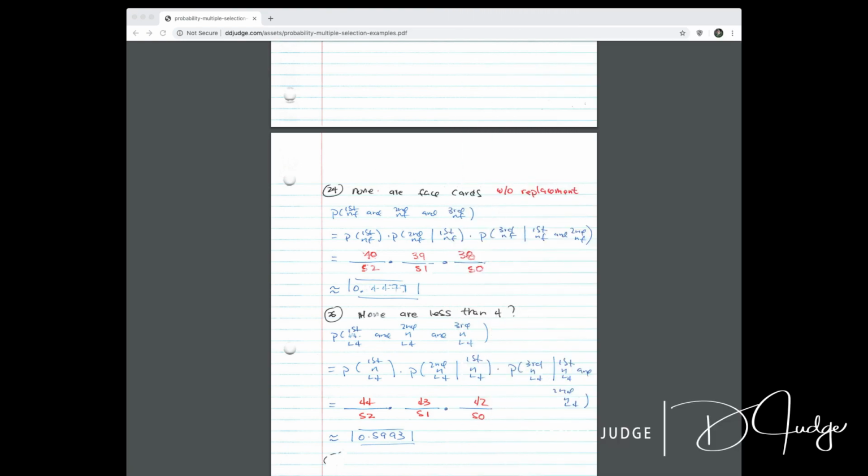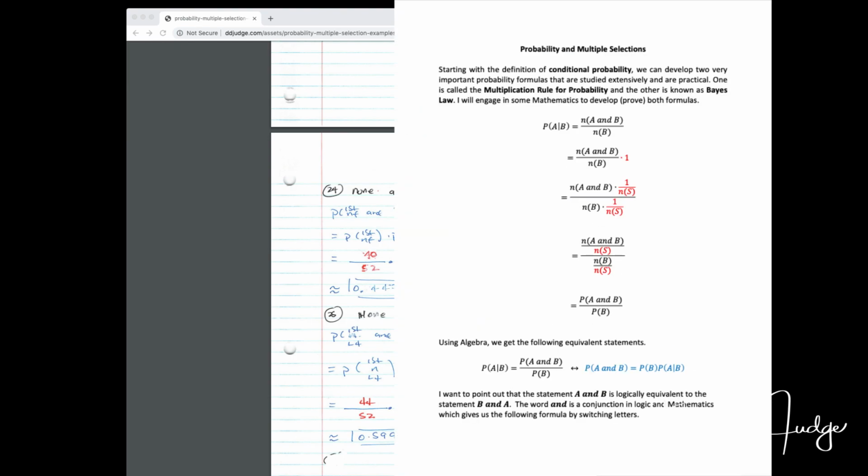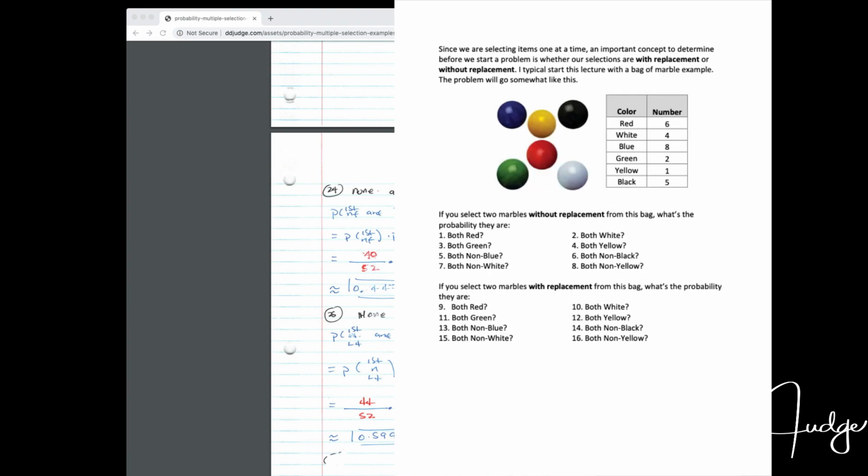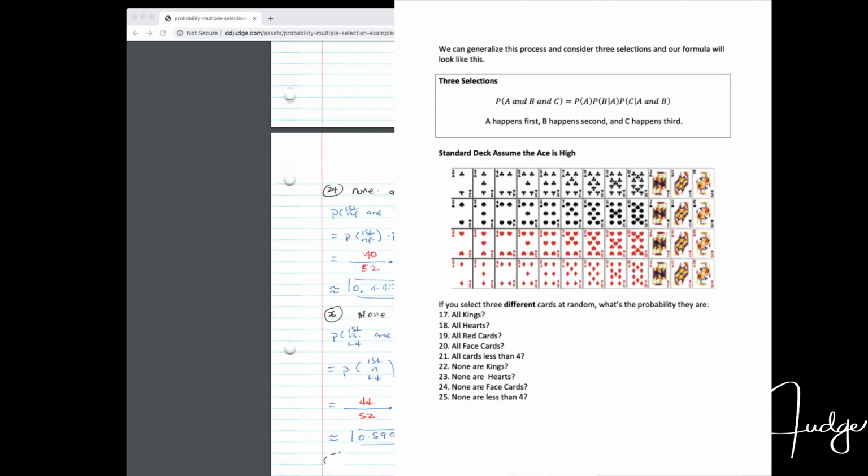Probability multiple selections. Let me take a look for it here. There we go. I wanted you guys to do the with replacement. Okay, and the with replacement, I believe, with the deck of cards here. So question 17 to 25. If you look here, you select 3 different cards. What's the probability there are? And there's 17 to 25, okay?